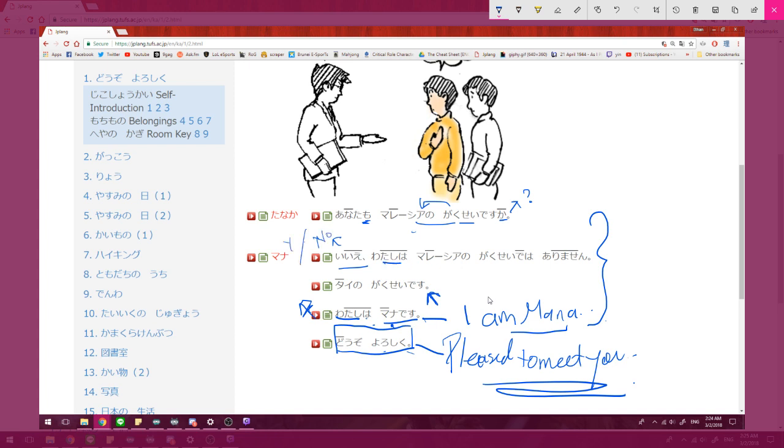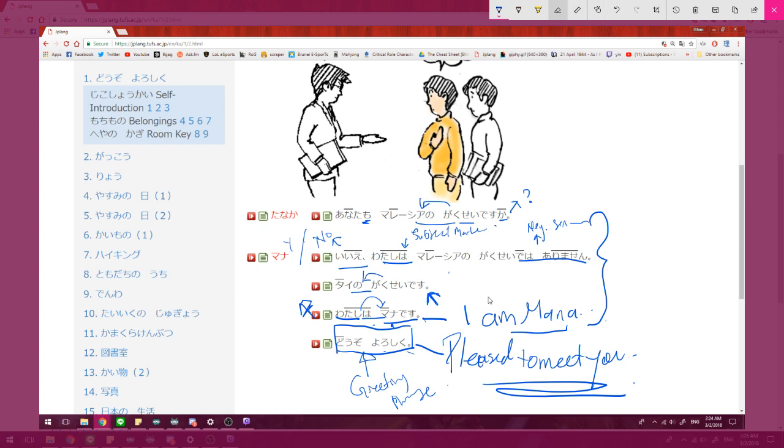Right? Watashi wa, the wa particle, which means subject marker. Right? De wa arimasen, for negative sentence. The no particle, once again, possessive. Basic introduction, I am mana. Douzo yoroshiku, a greeting phrase. Okay, these are what we've all covered.